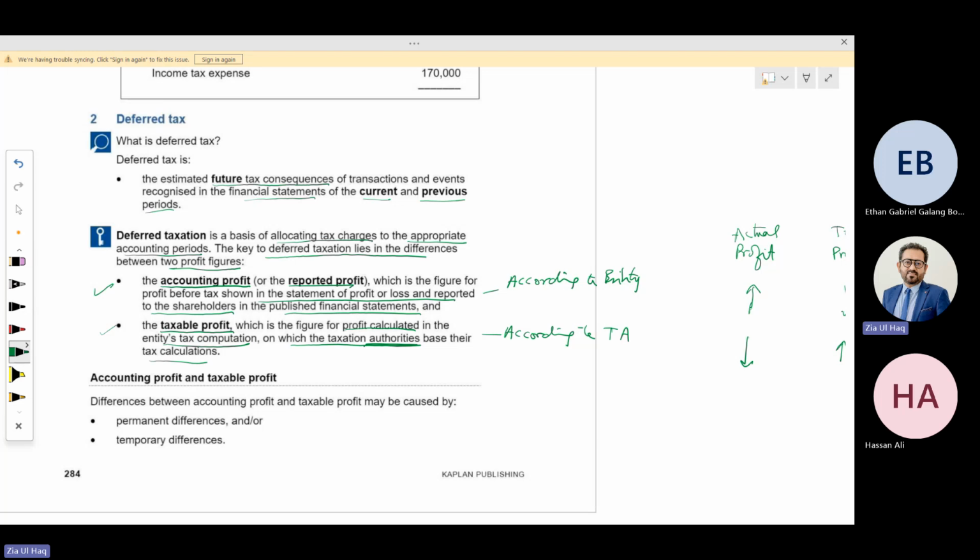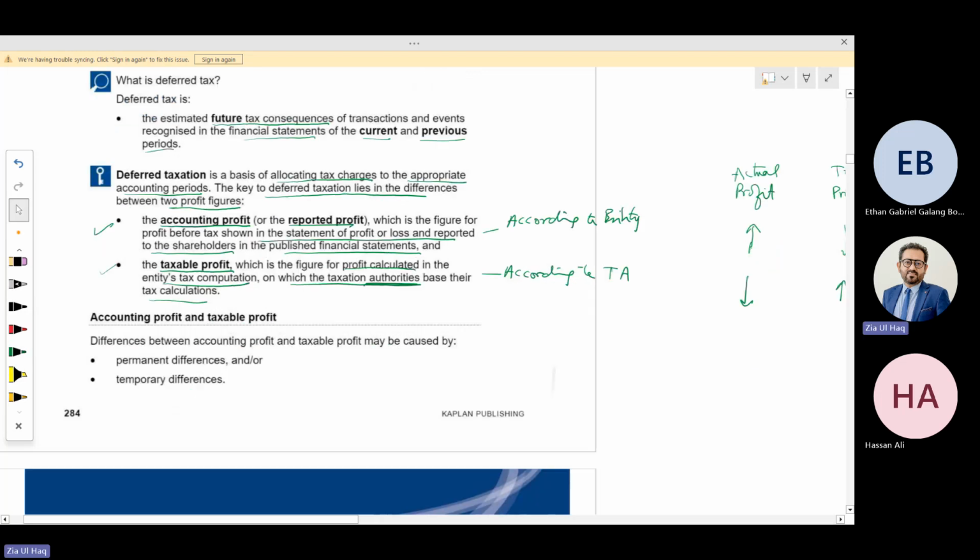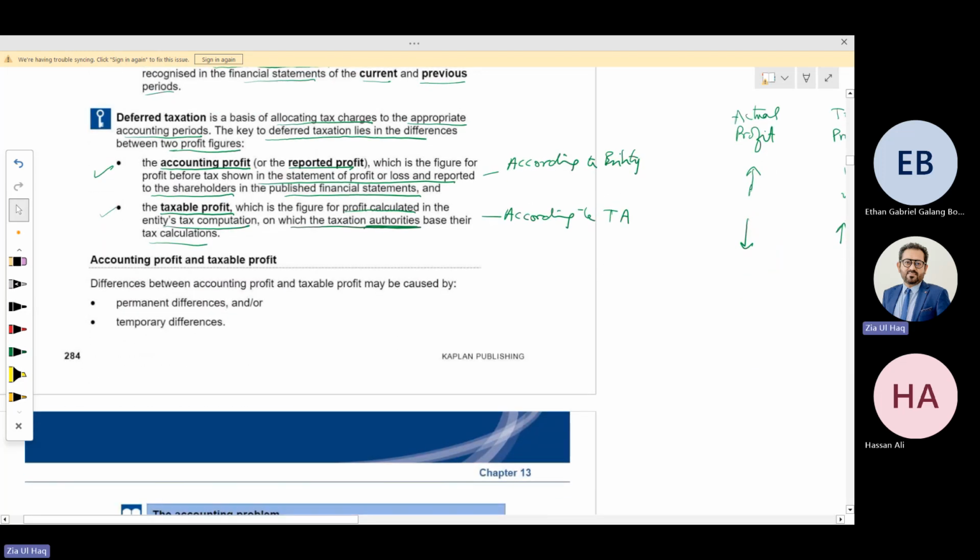Why they could be different, we have discussed. Due to different depreciation, carrying amount could be different, or due to some expenditure allowed or disallowed for tax purposes. The difference between accounting profit and taxable profit may be caused by permanent differences and temporary differences. What are permanent differences? Suppose we recorded an expense while calculating the profit, while the tax authority says, no, you cannot deduct this expense for tax calculation.